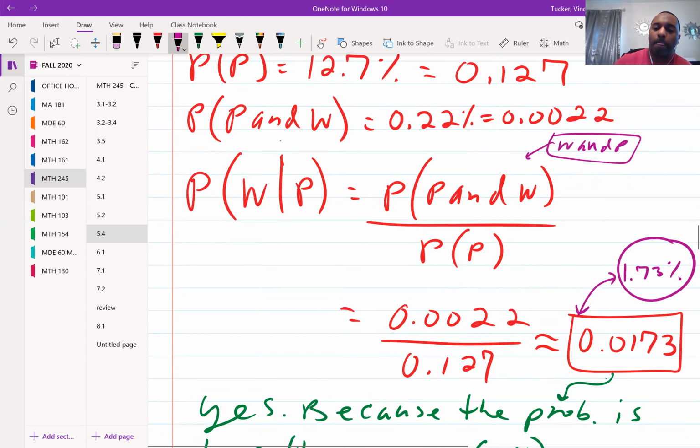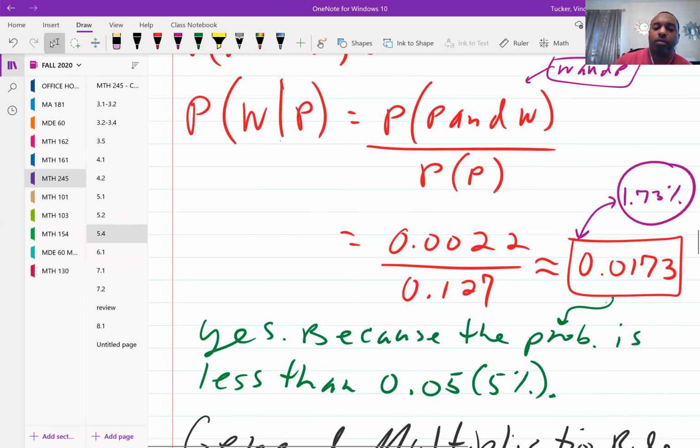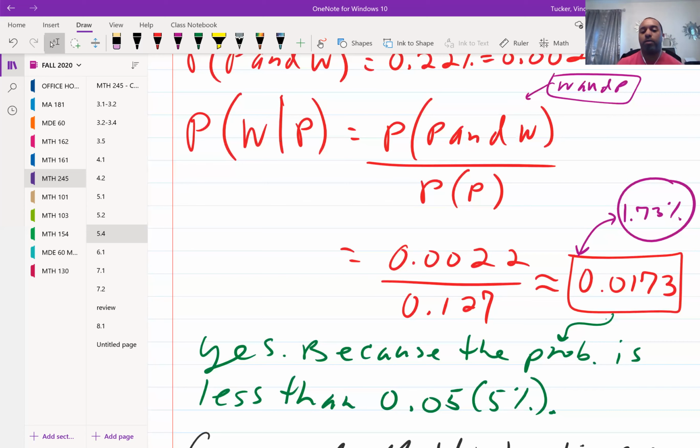All right. So now, is it unusual? Remember, that was the last question. And the answer is yes, because the probability is less than 0.05, in other words, 5%. Remember, we talked about something being unusual before, and our marker was being less than 5%. All right. Any questions?